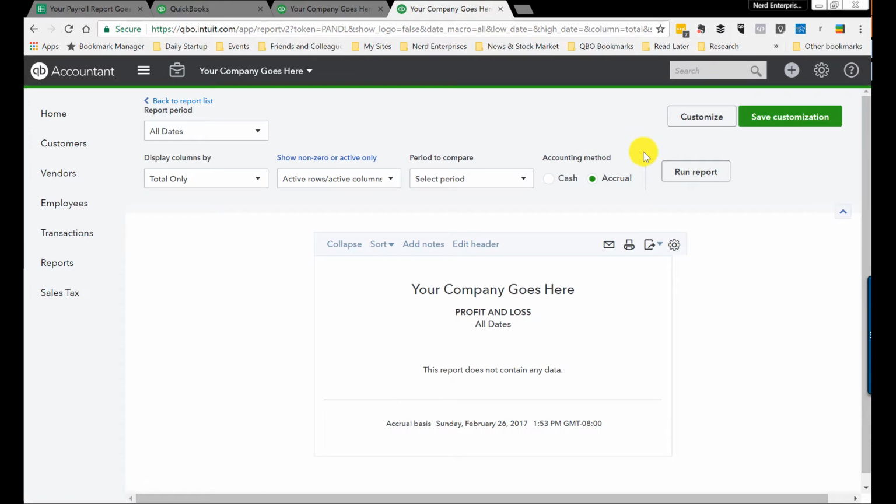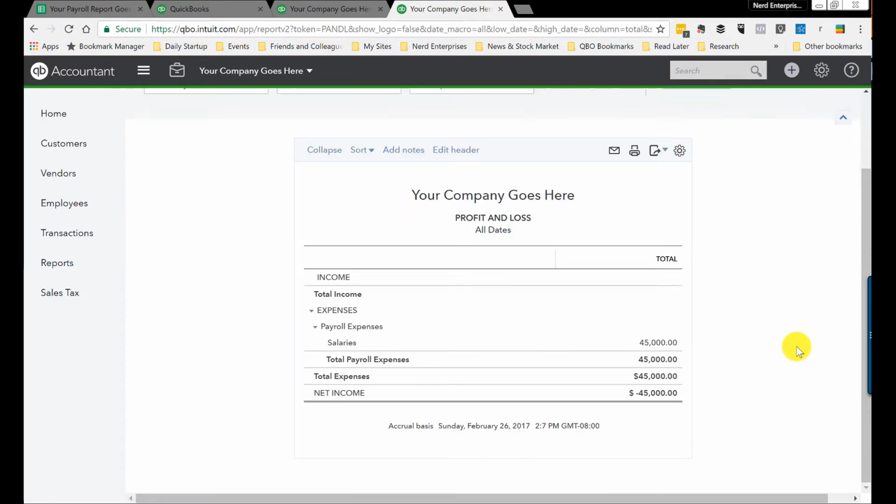Now let's go over to the profit and loss and run that report. And very simply there we have the salaries total of $45,000. So again, I don't have the details. I don't know individual employees who was paid what. I can refer to the payroll reports if I ever need or want that information.